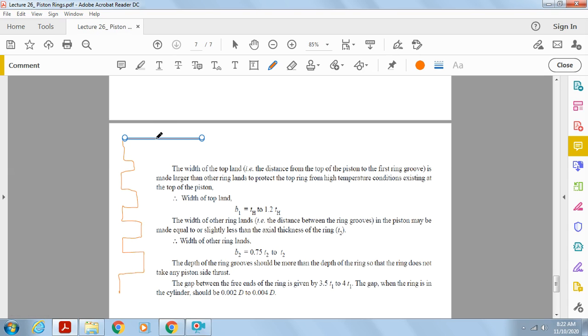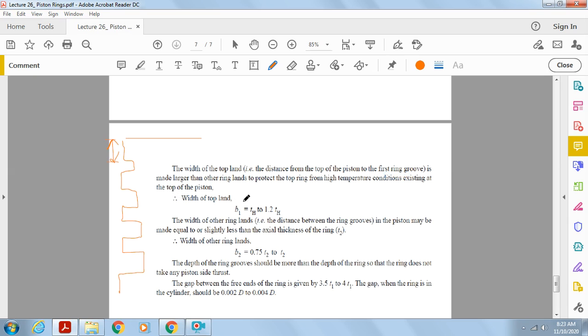So from the top of the piston to the first groove, the height is called the top land. The distance from the top of the piston to the first ring groove is called the first land. The width of the first land is made larger than the other ring lands to protect the top ring from high temperature conditions existing at the top of the piston.